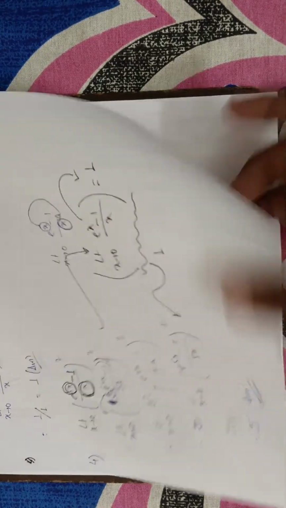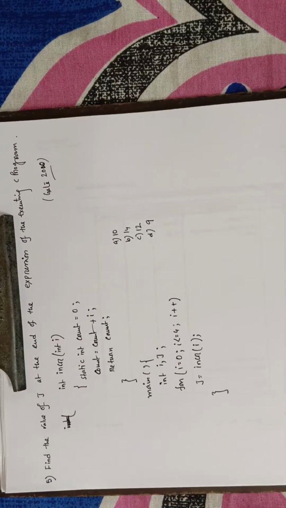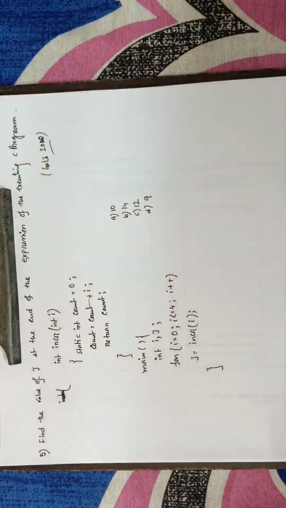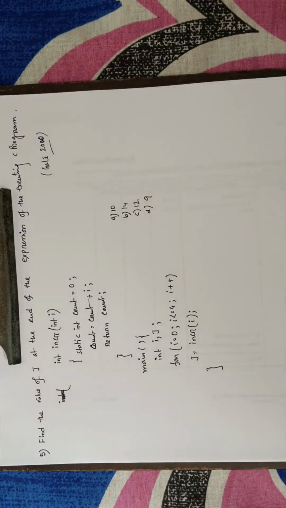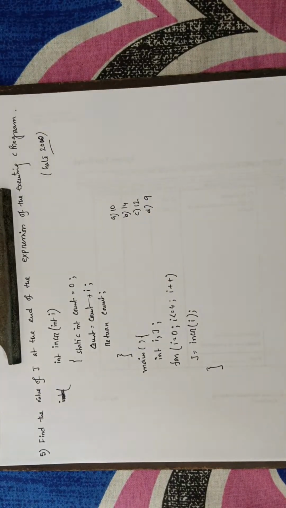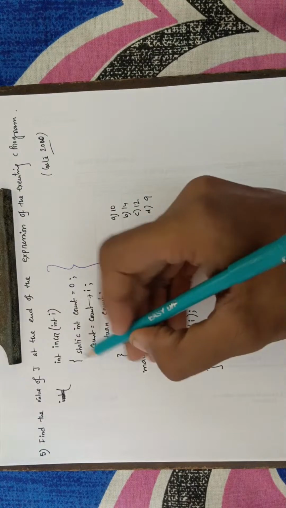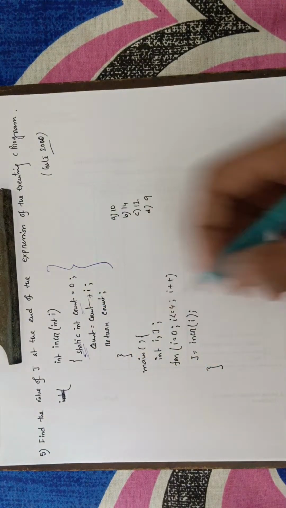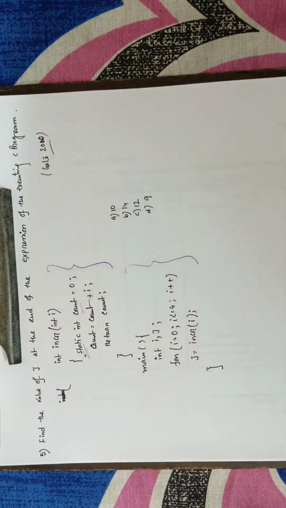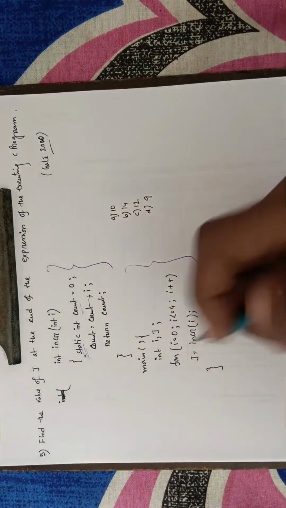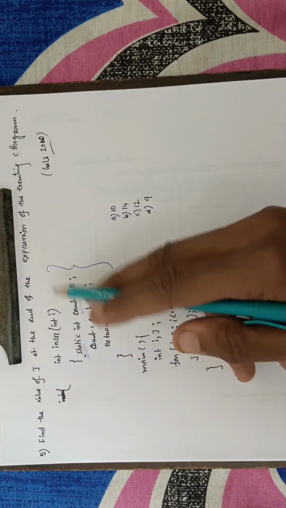So the next question is related to C programming. The question is like this, and this is a 2000 question. We have to find the value of the expression at the end, the value of j. There is a function, also a static variable count is present, and the main function is also there. So we have to find out j at the end of the expression.